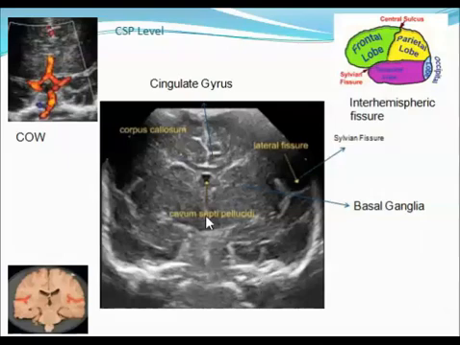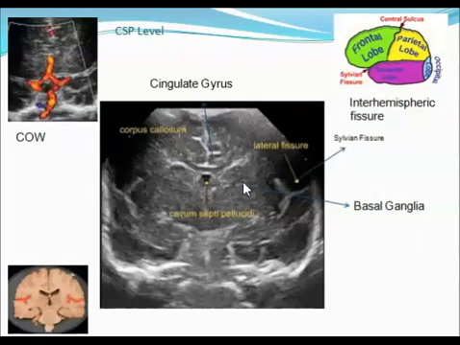You will see a star-shaped structure in this view. If you put the color Doppler on these star-shaped structures, you will see the circle of Willis, and the most prominent vessel you will see and recognize will be the middle cerebral artery. So look at over here.